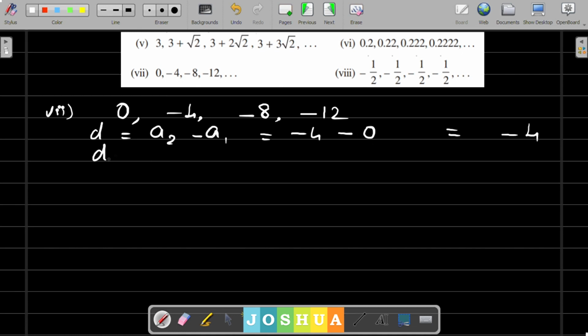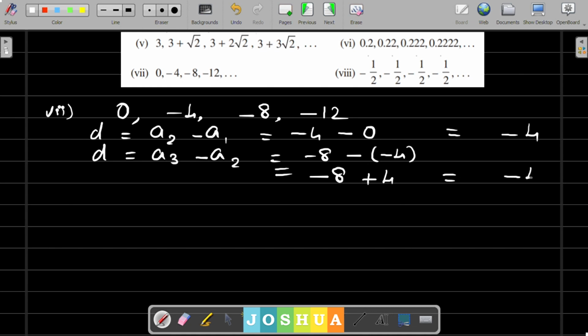Now I'm going to find the difference between the third term and the second term, a3 minus a2. a3 is equal to minus 8 and a2 is equal to minus 4. So minus 8 minus of minus 4. Minus of minus 4 changes into plus 4. So therefore the difference is minus 4.